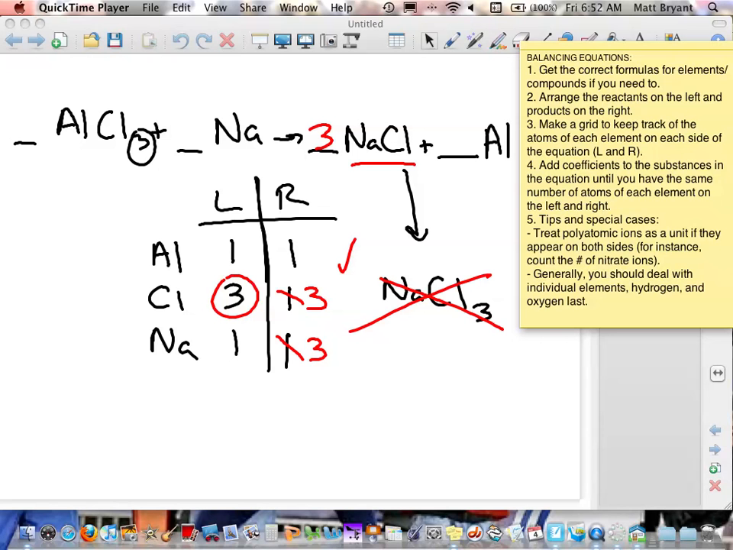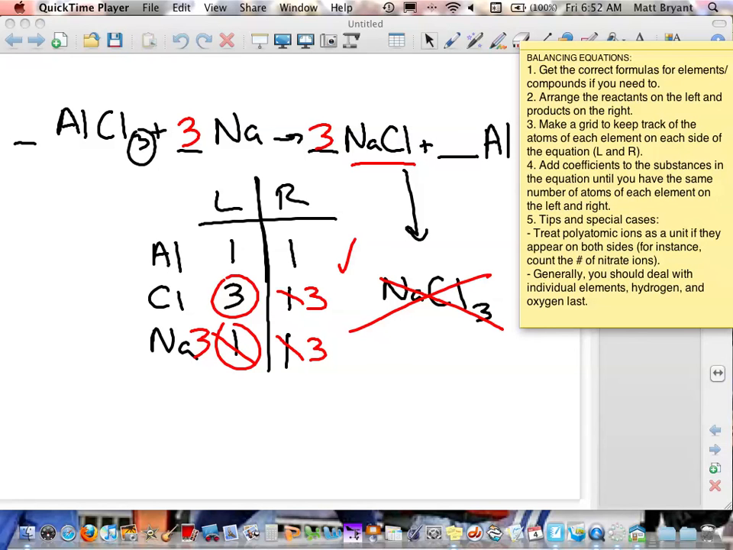Now, clearly, we have an imbalance now in the sodium atoms. So what we need to do is we need to correct that. Now, here, we have 3 on the right, so we need to make sure that we do something about the left side. Fortunately, since that's an element, it's really easy to do. We add a 3 in front. We now have 3 sodium atoms. We now have a balanced chemical equation.